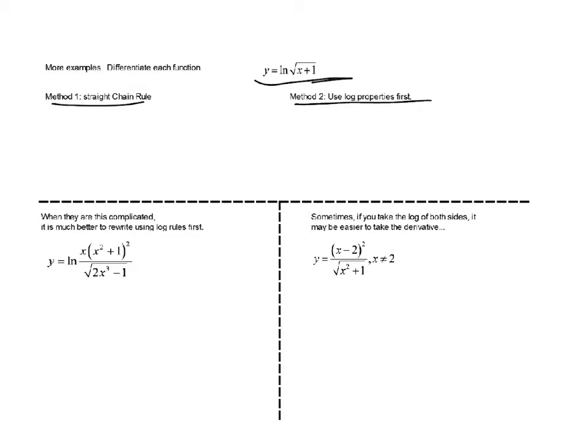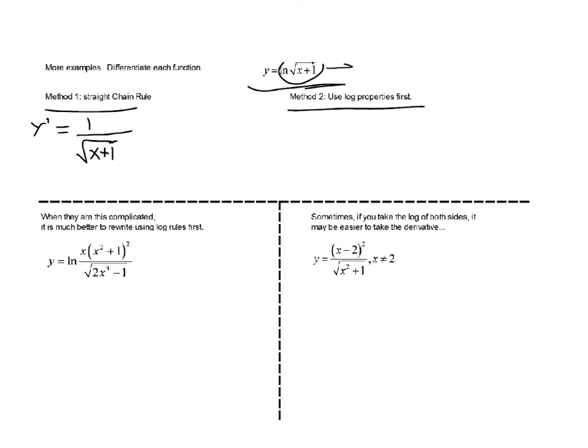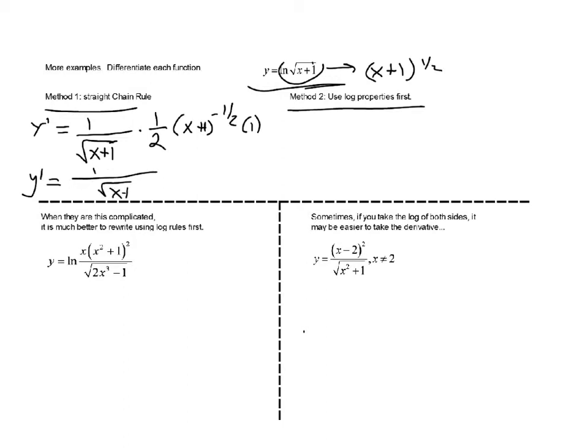If I just straight up do the chain rule, I get y prime, or dy dx, equals 1 over the square root of x plus 1. And then I have to take the derivative of the square root in here. We have to remember that that is really x plus 1 to the half power. So I'm making a little side note here. If I take the derivative, I bring the half down, and then I have x plus 1 to the negative half power. And then the derivative inside of that, oops, I missed my 1, is just 1. So simplifying that, I have 1 over the square root of x plus 1.